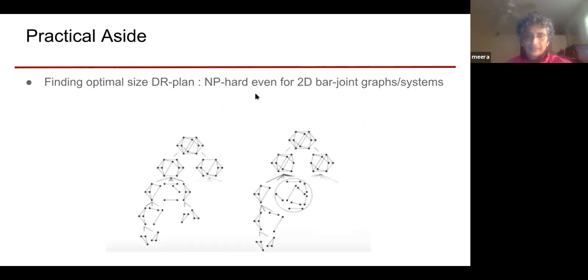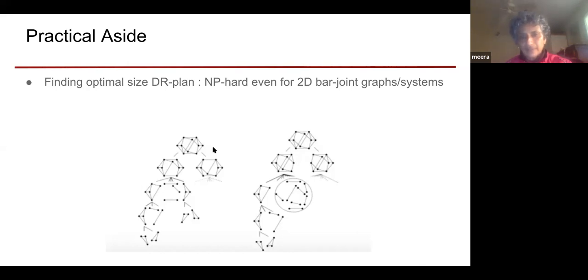So in general, for 2D bar joint system, if you have a dependent graph, this is kind of counterintuitive because one might think that if you think of it as a completion of the Euclidean distance matrix, the more distances are given, the better. But it turns out that there is a sweet spot.